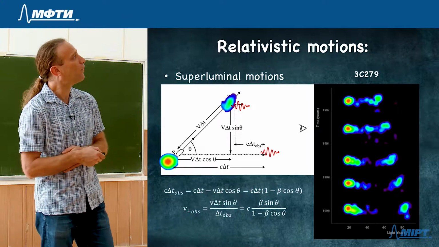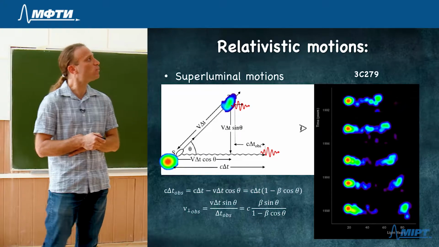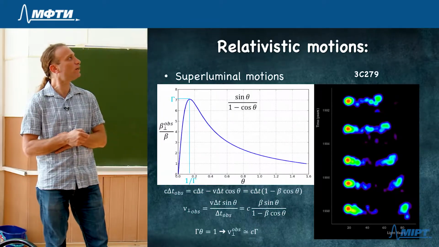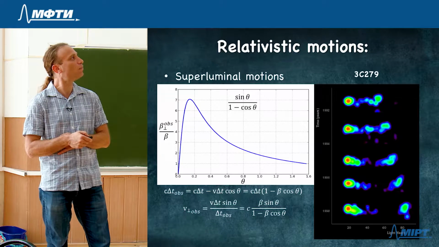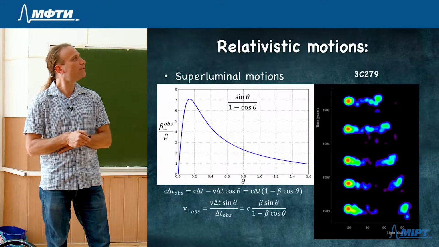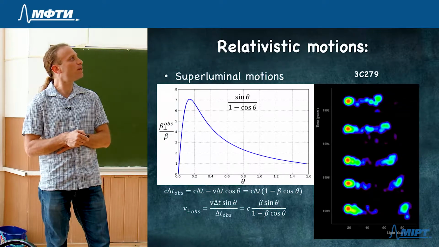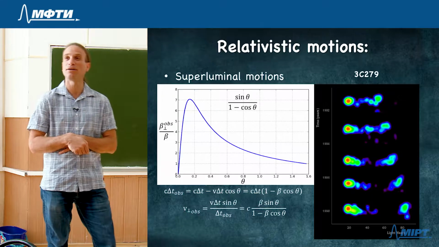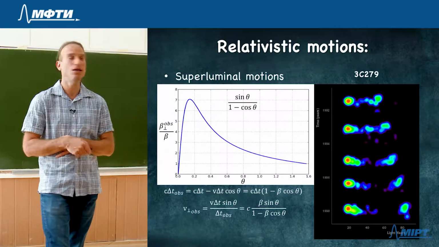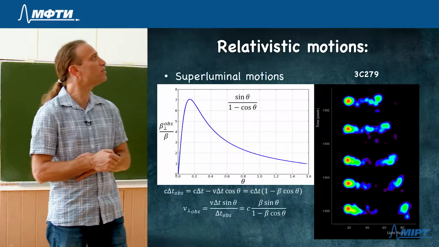Now, if you plot this quantity, and this is what I'm doing here, what I'm plotting is v perp observed divided by beta. So what I'm plotting is sine theta divided by 1 minus cosine theta. What you see is a graph that looks like that.